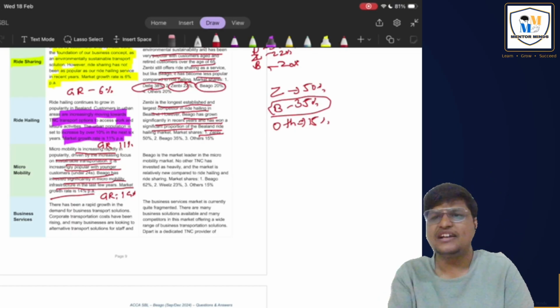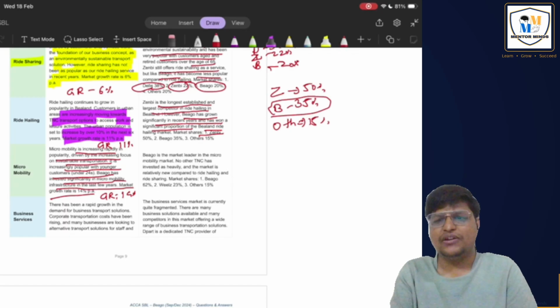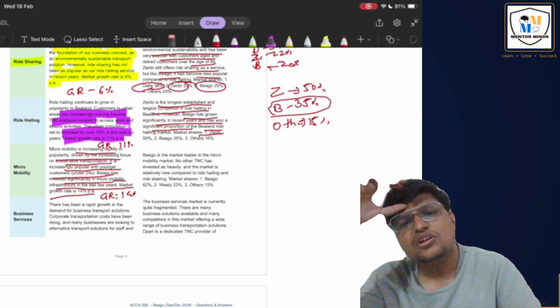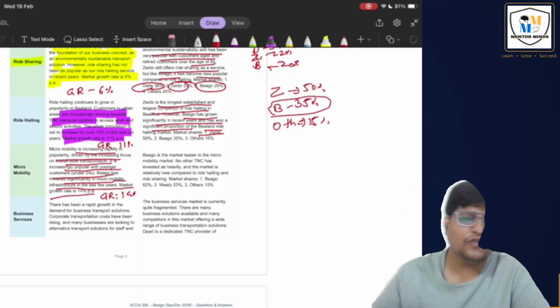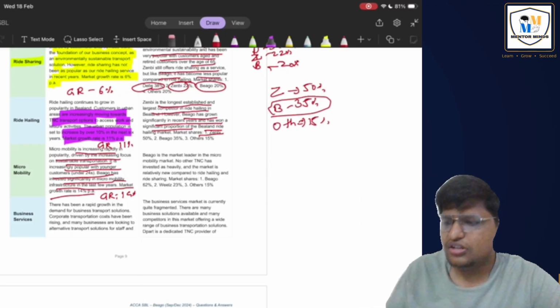So here we will require cash because see, everybody is moving towards sustainability. Right? So as everybody is moving towards sustainability, everybody would want there to be less pollution. So they might start using cycles more. But we have to see, right?